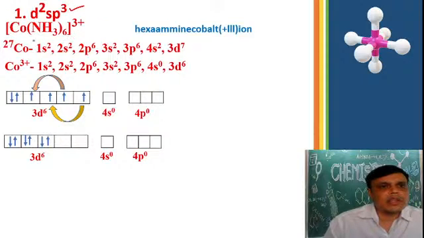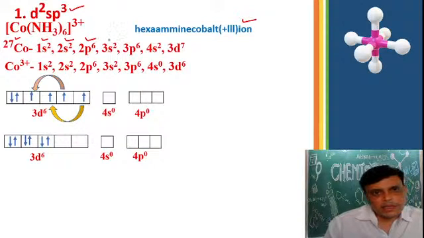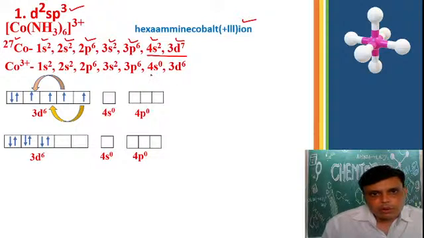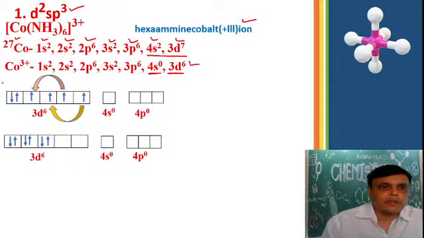d2sp3 hybridization. Example is [Co(NH3)6]3+, hexaamminecobalt(III) ion, by IUPAC nomenclature. Cobalt atomic number is 27. Electronic configuration is 1s2, 2s2, 2p6, 3s2, 3p6, 4s2, 3d7. This is the valence shell electronic configuration, 4s2, 3d7. Now cobalt 3+. 3+ means 3 electrons are removed. 2 electrons will go from 4s orbital and 1 electron will go from d orbital, so it will become 4s0 3d6. Now fill the electrons here: 4s0 3d6, 1 2 3 4 5 6.